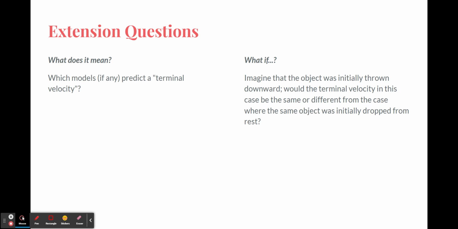And what if? Imagine that the object was initially thrown downward. Would the terminal velocity in this case be the same or different? It wouldn't matter, as terminal velocity is only determined when gravity and drag are equal. So the computer model would be flipped. The curve would simply be going up, as the computer model's slope is position in time, so the slope is velocity. So yes, it would be going up, but the terminal velocity itself would be the same.